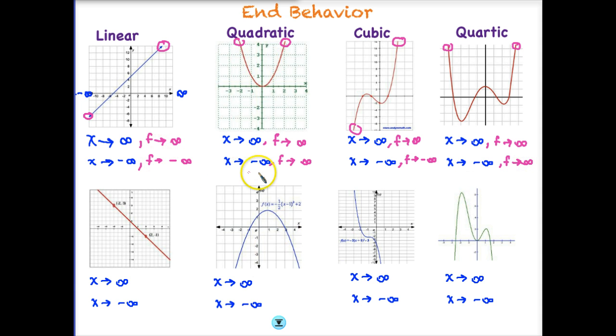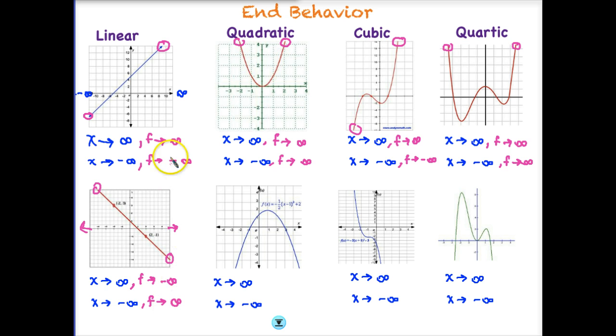Okay, so knowing what we know about positive graphs, positive polynomials, we can probably infer that if we have negative polynomials, our end behaviors are going to be very similar based on the type of polynomial we have here. So let's first look at the linear. As we go out this way towards positive infinity, where is this end going? This end is going down towards negative infinity. And as we go out towards negative infinity out this way, where is this end going? That end is going up towards positive infinity.